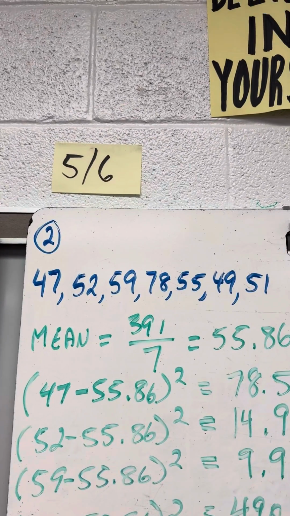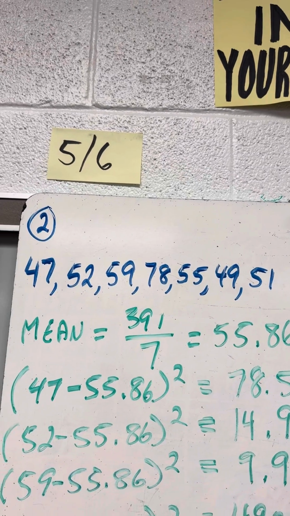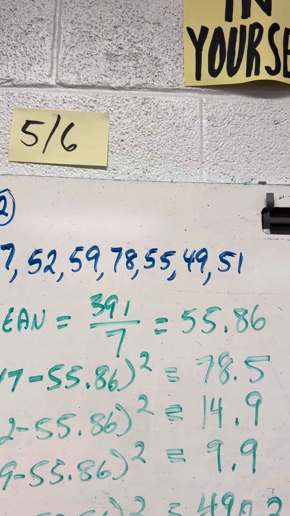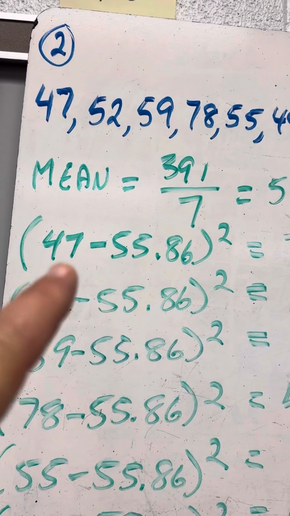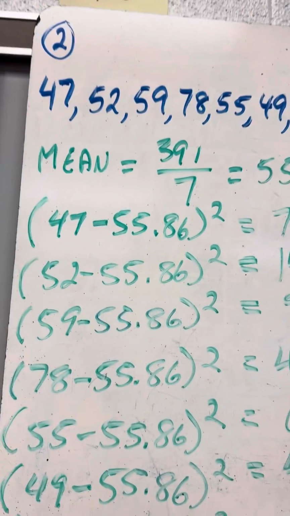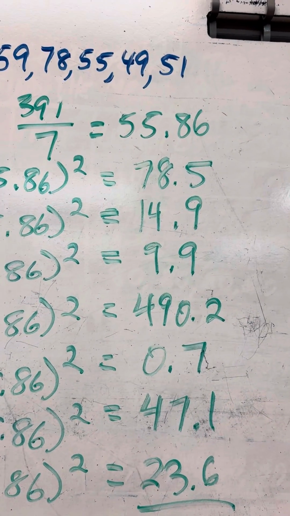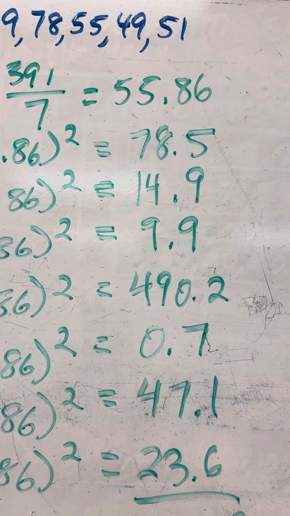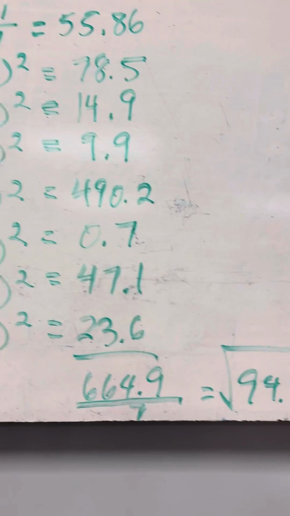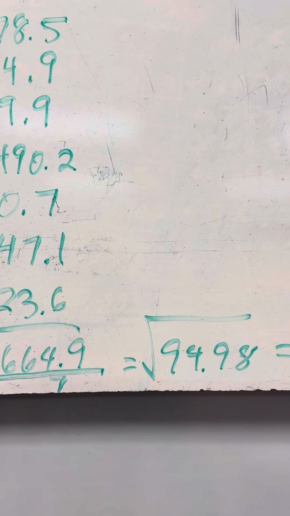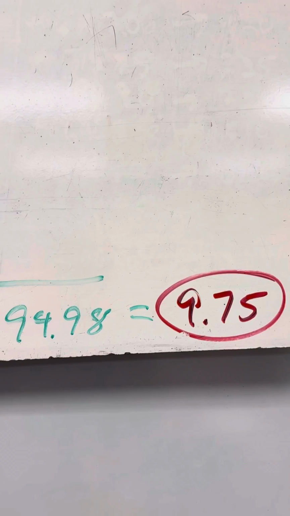Here are 7 numbers, okay? And you find the mean, all right? And once again, you take each individual number, subtract the mean, and you square it, okay? Once you square each difference, add them together, divide by how many numbers there are, take the square root, and that is your standard deviation.